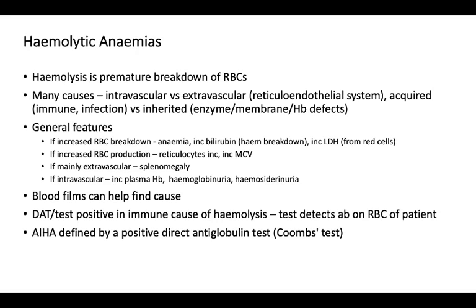The way to find a cause is you start off by doing a blood film, which can help. There is also another test called the direct antiglobulin test, or the Coombs test, which, if positive, means that the cause of the hemolysis is immune in origin. The way it works is that it detects antibodies on the red blood cells of the patient. So if the antibodies are there, this means that it's an immune process that's causing the hemolysis.